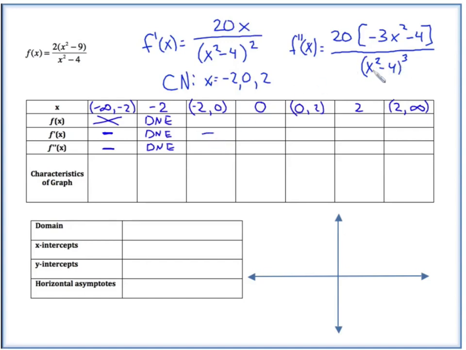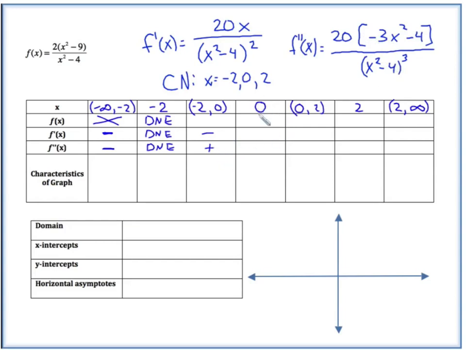Now if we plug negative 1 in here, it'll be positive. But then we subtract 4, so that makes it negative, and then we cube it, so we still have a negative in the denominator. In the numerator, negative 1 squared is positive, but then we multiply it by a negative 3. So now we have a negative divided by a negative, which is positive.